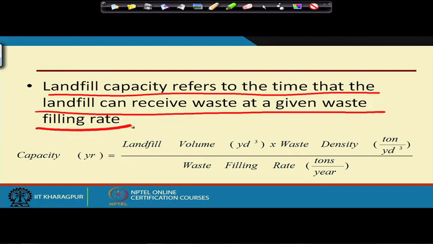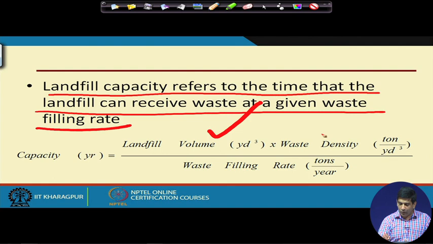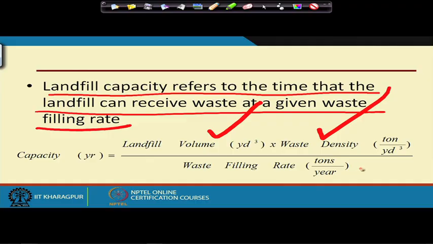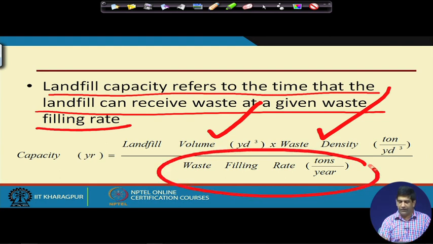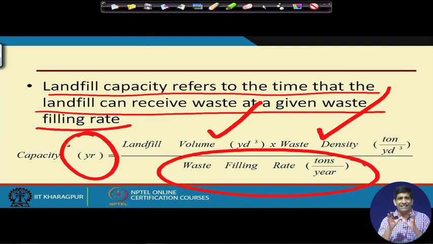waste filling rate. So how much waste will get filled per year in the landfill. If we know the volume of the landfill, and we know the waste density because the waste will be compacted, so how many tons will be in 1 yard cube, because we do the compaction on top of the landfill, and then we divide it by the waste filling rate, that gives us the capacity in years. And always when you do this type of math, check the units.